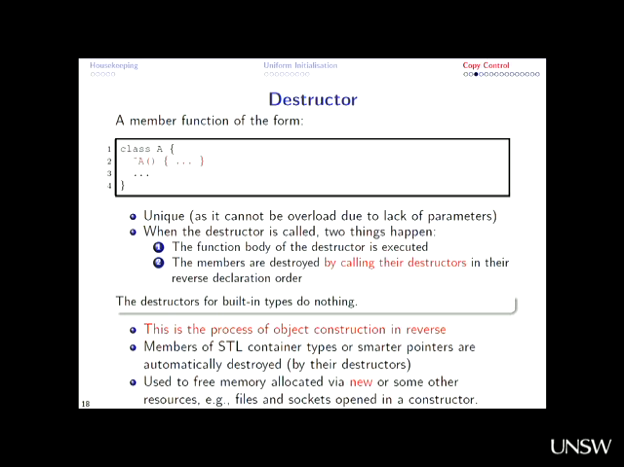Members of STL container types, like vectors, are automatically destroyed by their own custom-made destructors. Smart pointers are also automatically destroyed; we're going to talk about smart pointers in about 2 or 3 weeks' time. But if we've manually created some memory using new, or malloc if you're in C land, our destructor has to clean up that memory. If it doesn't, we have memory leaks. Next week and the week after, we'll be looking at some of these issues.